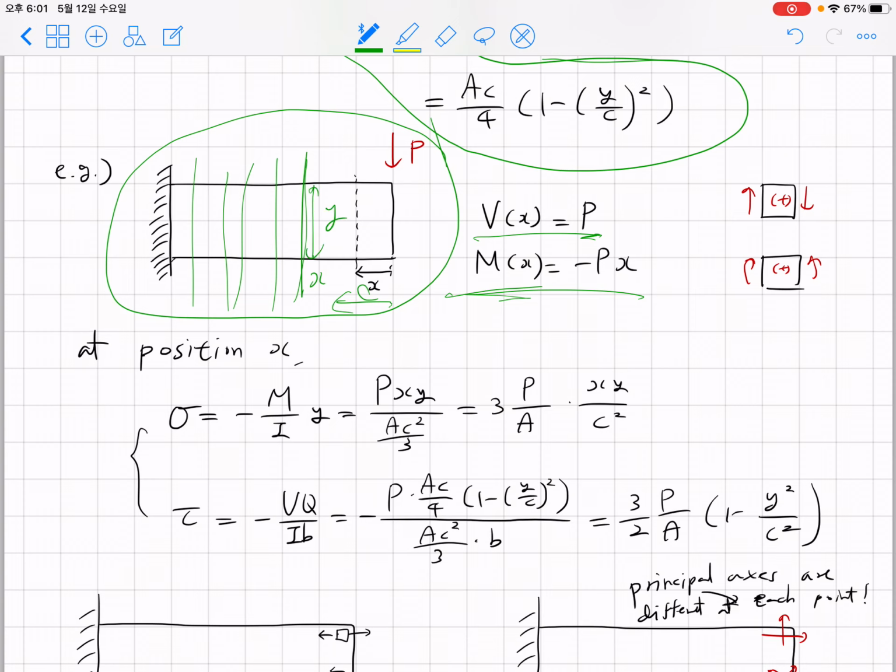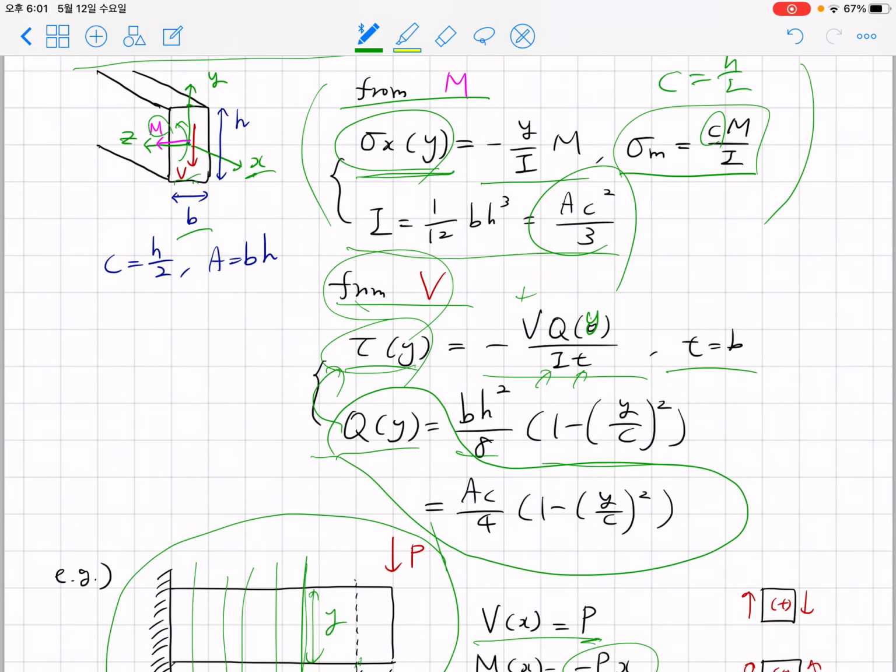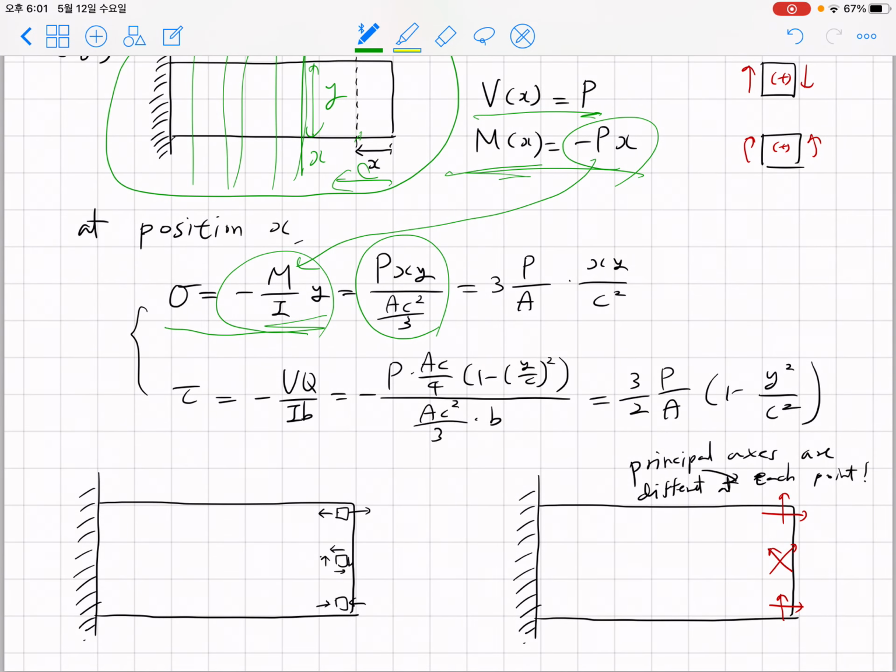For example, at a specific point x, sigma can be written as minus M over I times y, from the flexure formula. If you plug in minus P x for M, and the expression for I, we have 3 times P over 2 a, x y over c squared, which is sigma as a function of x and y. When you consider tau, it is also a function of y after plugging in the Q integral and I, and t, which is b. Okay, and it turns out to be a parabolic equation.